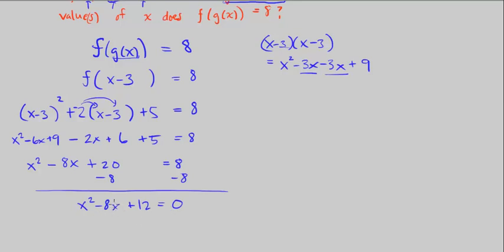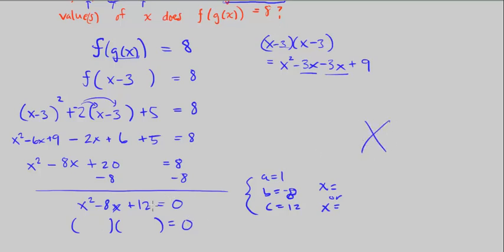Okay, so I can solve this now using the quadratic formula, with a is 1, b is negative 8, and c is 12, and then I could get what x equals. Or I can simply factor this. I can use the diamond method. I need two numbers that multiply to get 12 and add together to get negative 8.